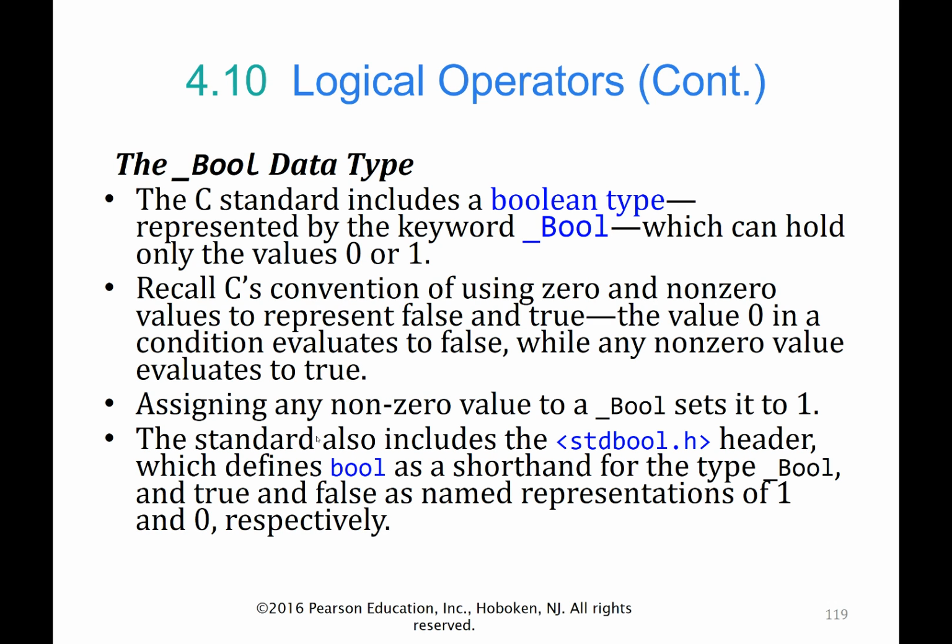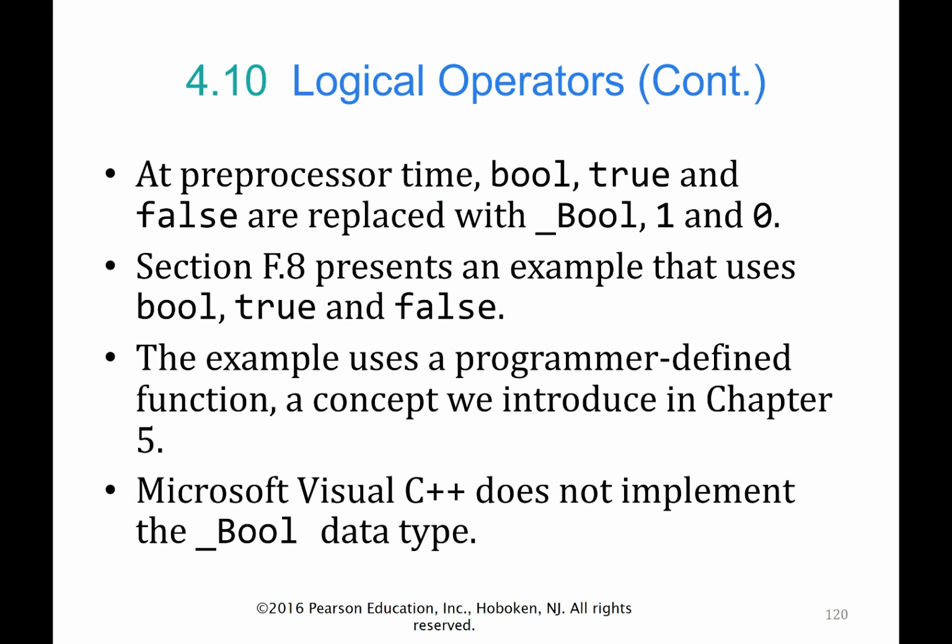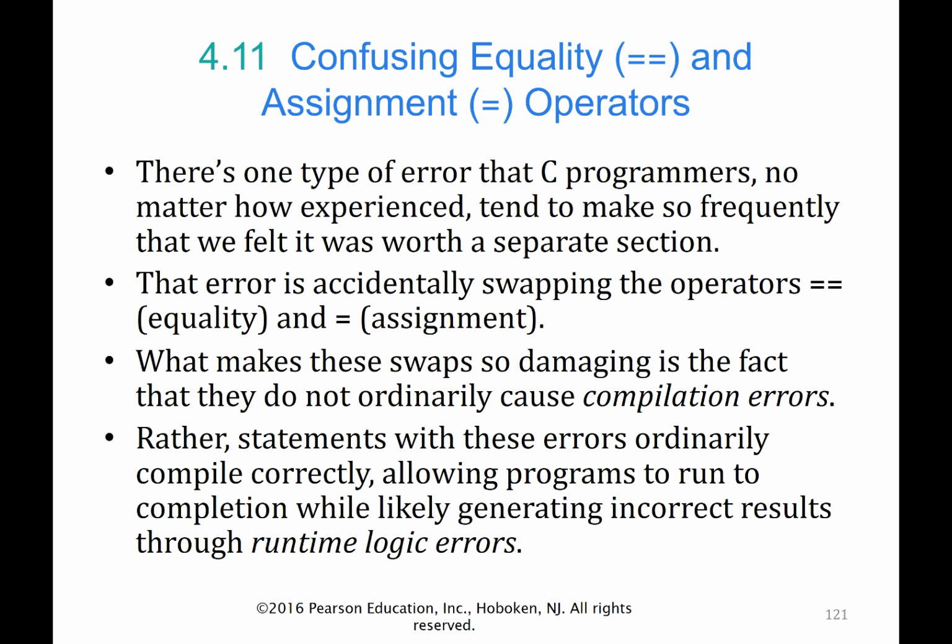Now, there is another data type called Boolean that evaluates true or false. And if you include type Boolean, you have to include standard Boolean as a header file. And you quite often will use Boolean if such is true or false right there. So C++ doesn't implement that.